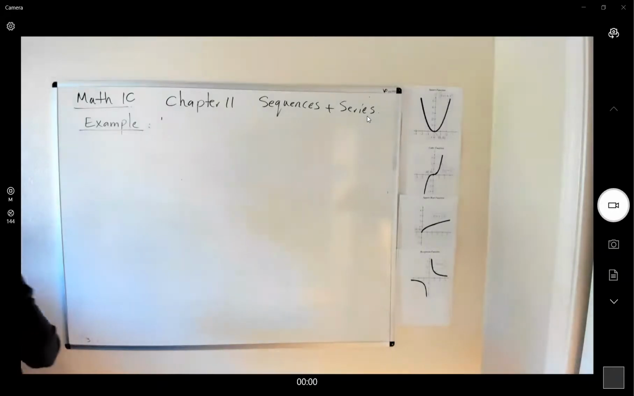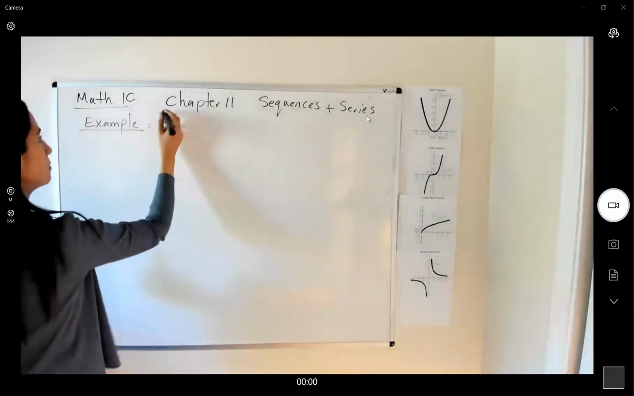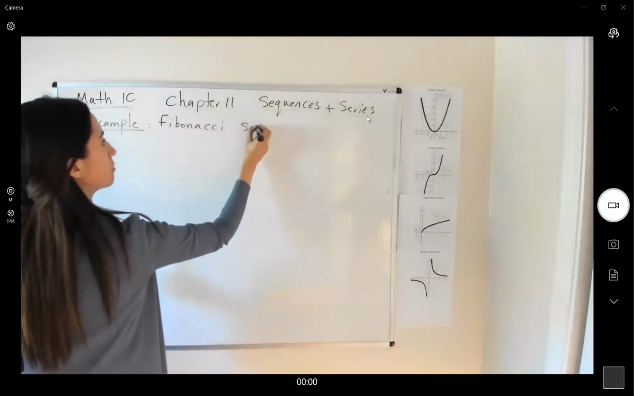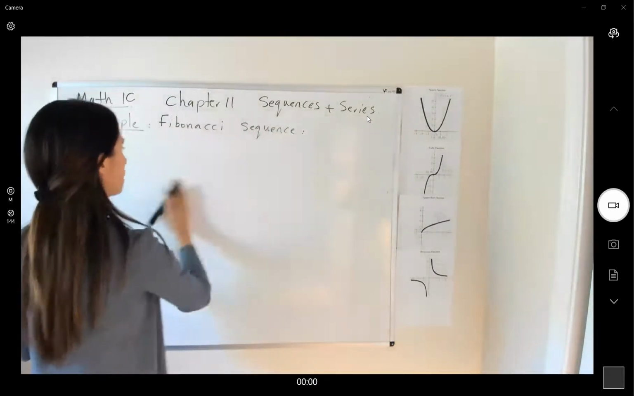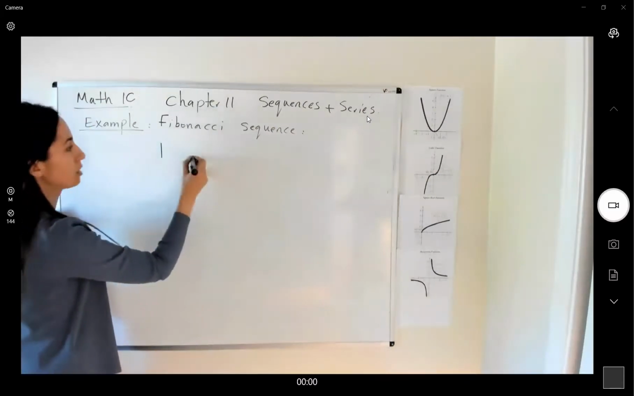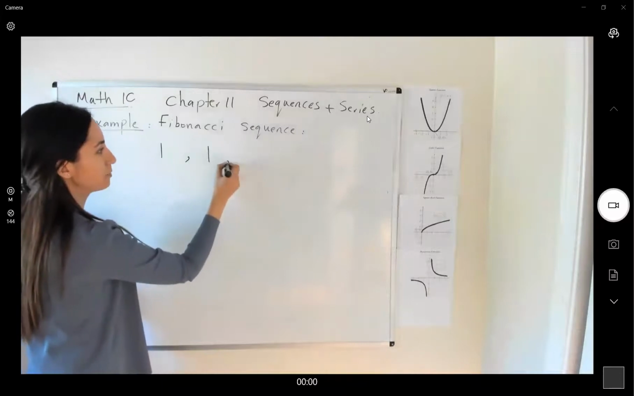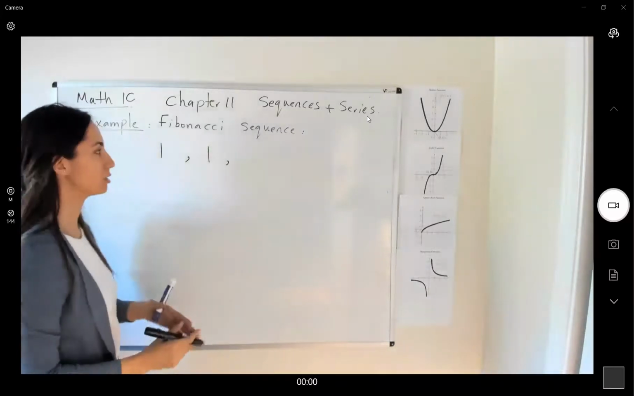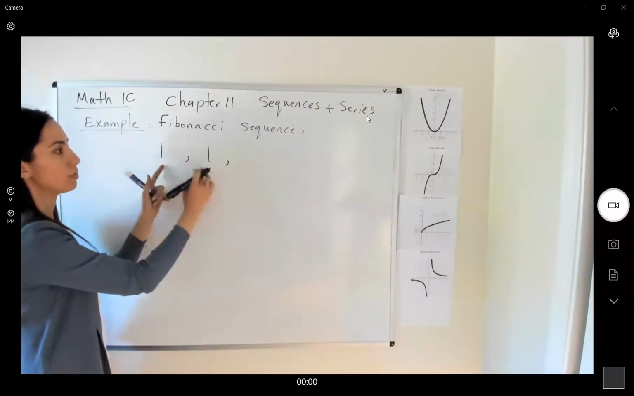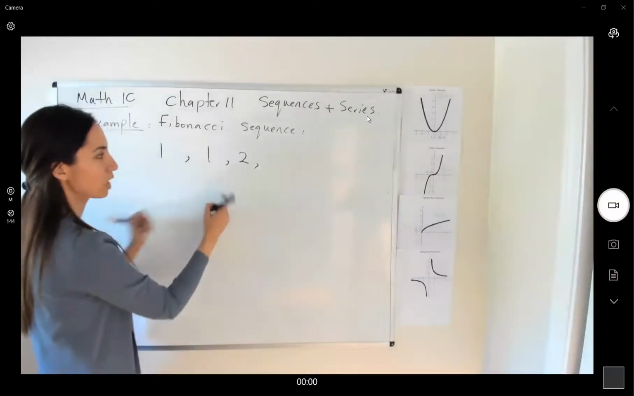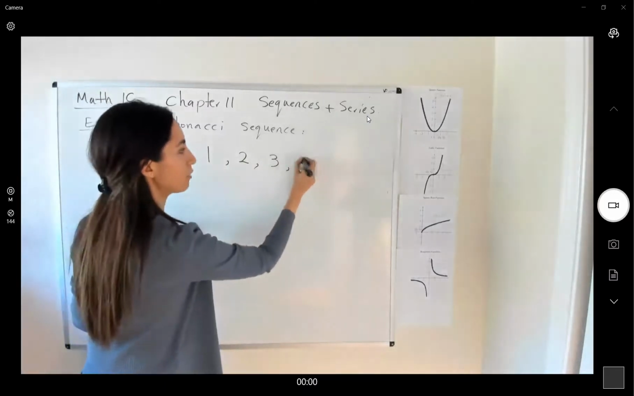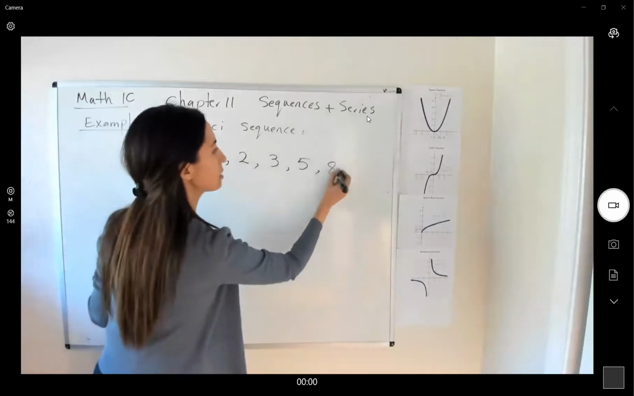Example, Fibonacci sequence. So Fibonacci sequence is defined this way. Suppose the first term is 1, suppose the second term is 1, then the rest of the terms are going to be the sum of previous terms. So 1 plus 1 is 2, 1 plus 2 is 3, 2 plus 3 is 5, 3 plus 5 is 8, and so on.